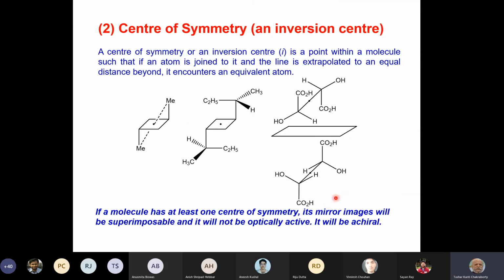Next one we learned was the center of symmetry. If you have a cyclobutane and two methyl groups, and then there is a center. From the center, if you go in opposite directions, you can hit the same atom, identical atoms, and then you say that it has a center of symmetry. So you have a tartaric acid kind of structure where the carboxyl group is above here, and you go through that plane and go to the other side, extend by the same length, and you get another substituent. So it has a center of symmetry.